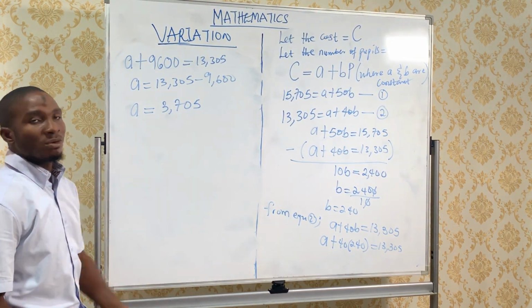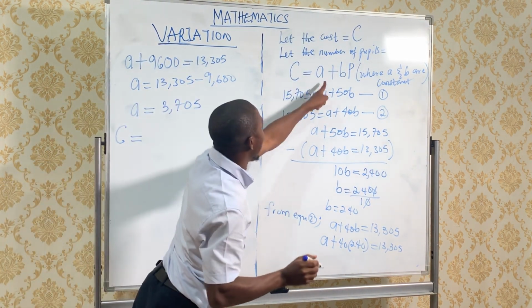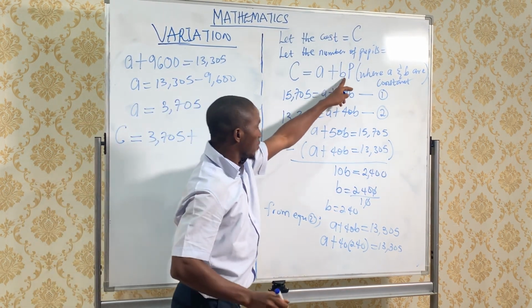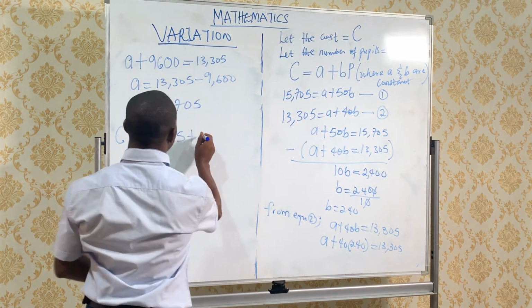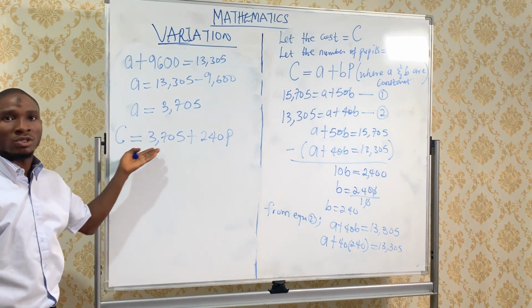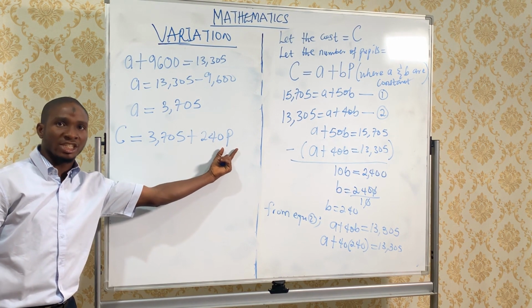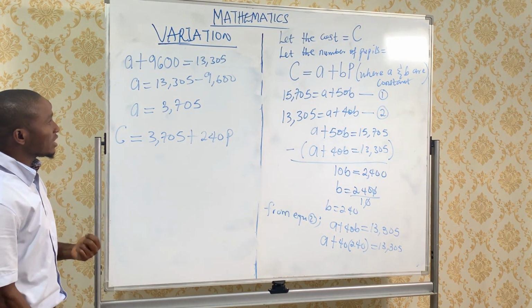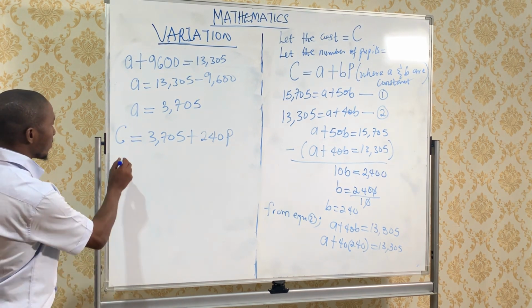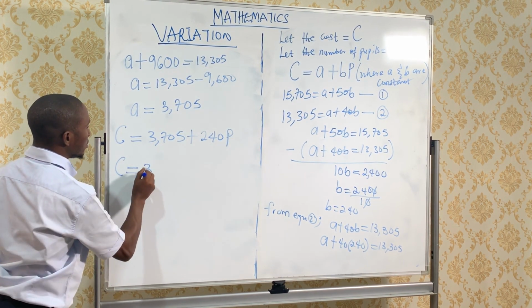Since we now have the two constants, we can go back to our equation. C is now equal to A, which is 3,705, plus B, which is now 240, times P. And this is the equation connecting the cost of maintaining the school and the number of pupils in the school. The other question that follows was what will be the cost if we have 44 pupils?